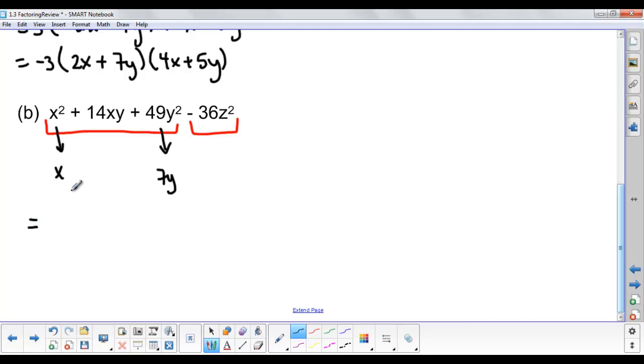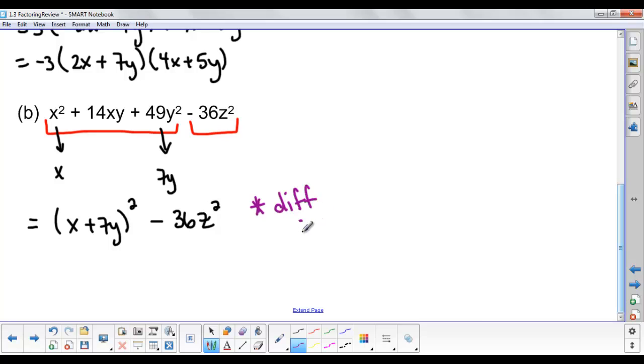In any case, we did recognize that this is a perfect square trinomial. So I'm going to write my first term square rooted, my second term square rooted, and we just raise that to the power of 2. So this first group factors nicely into x plus 7y squared. And then we have a negative 36z that follows it. Now we have a difference of squares.